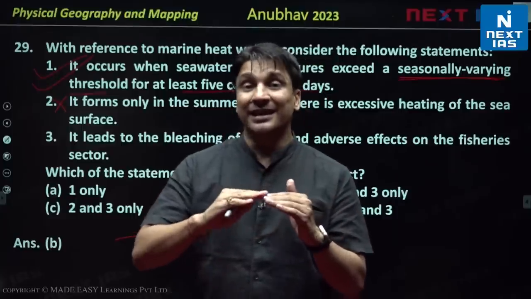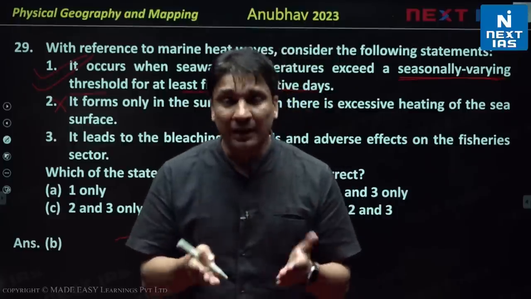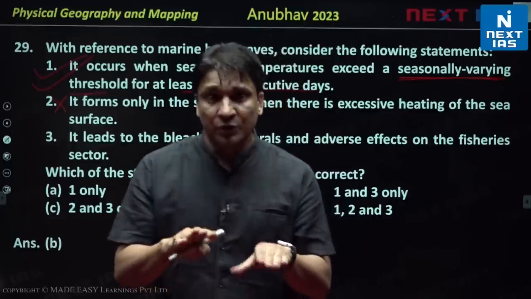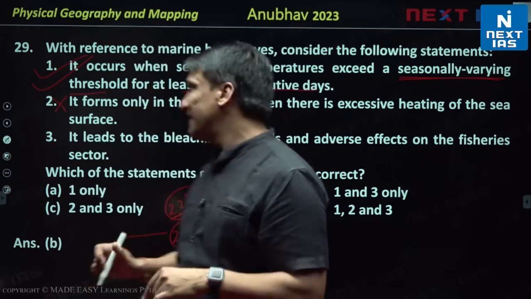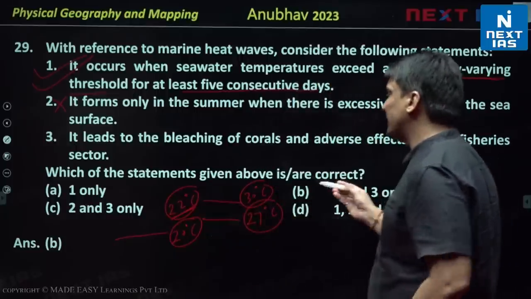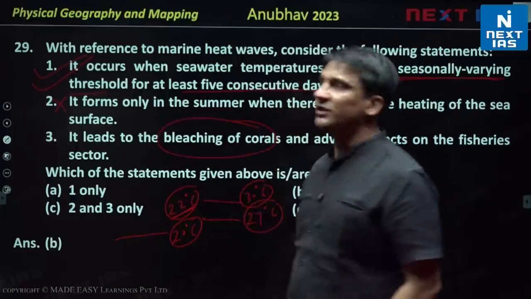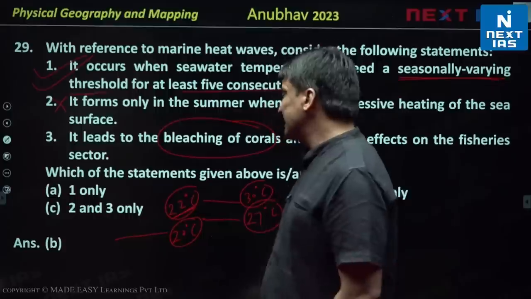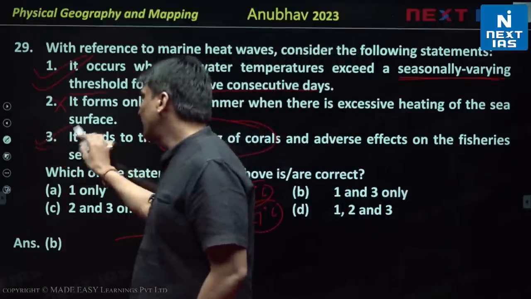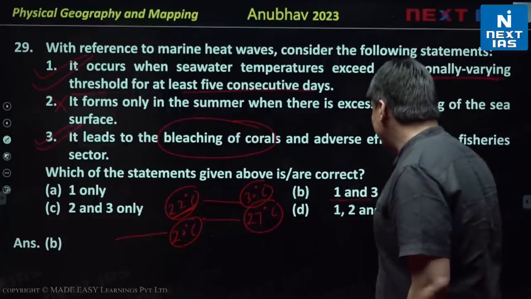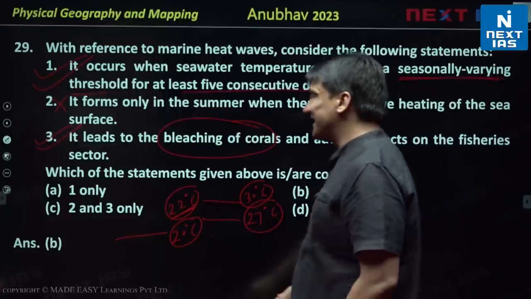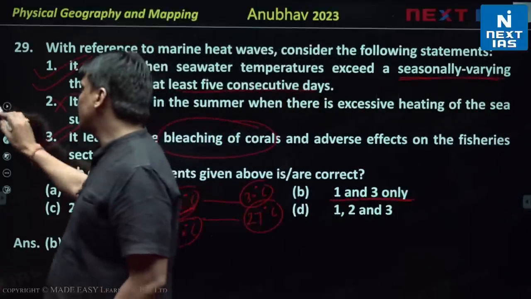It increases risk of disease outbreak. It reduces productivity. So overall biotic productivity of the oceans decreases due to heat wave. It also leads to degradation of coral ecosystems, bleaching of coral ecosystems. So third statement is also correct. So what will be the answer of this question? B is the correct answer of this question. First and third statement are correct.